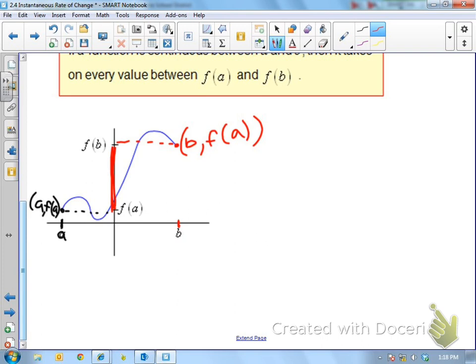So here's a more concrete example. Let's say we have x cubed. You guys all know what the graph of x cubed looks like. And we consider the interval -1 to 1. Here are my x values. What are my associated y values with this?